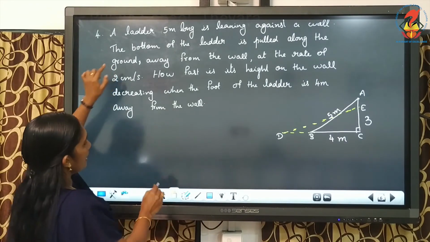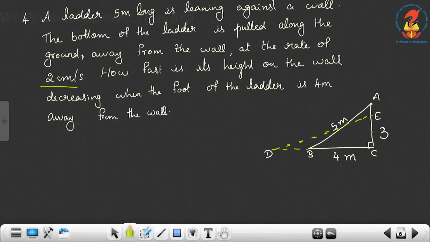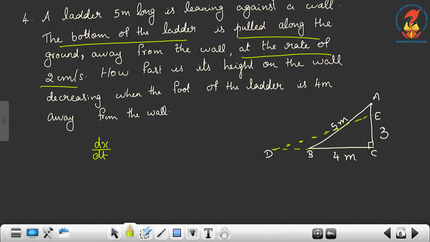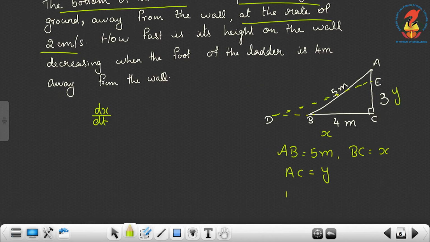So here what is given in the question? The bottom of the ladder is pulled at the rate of 2 centimeter per second. So we can denote that as dx by dt. Let this be x and this be y. So AB is given as 5 meter. BC we can take as x, and AC is equal to y. Then BC is given in the question, it is 4 meter. AC we can find using Pythagoras theorem.